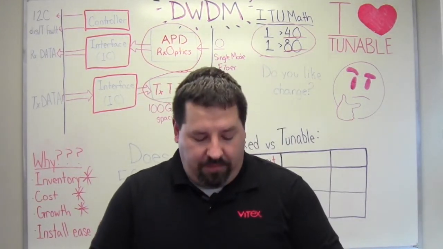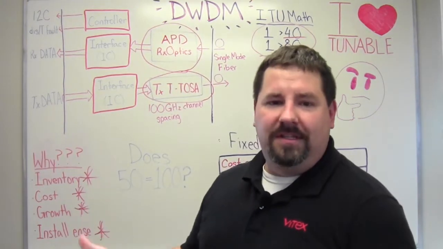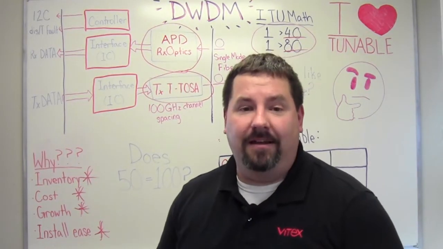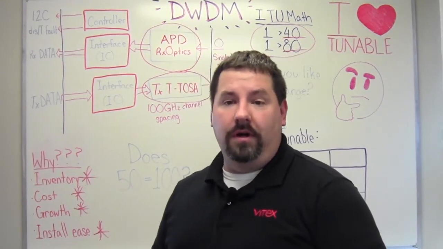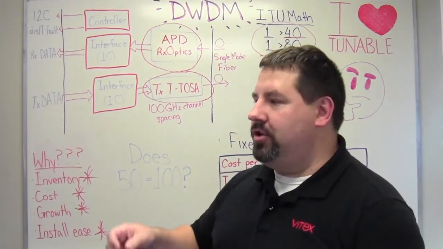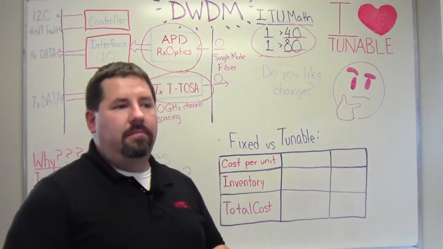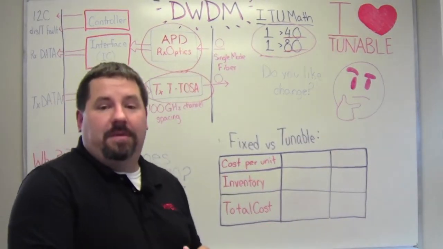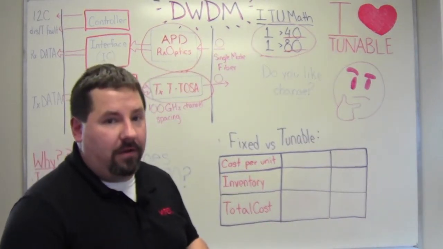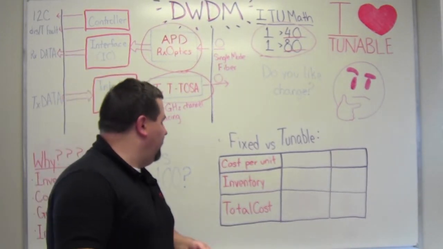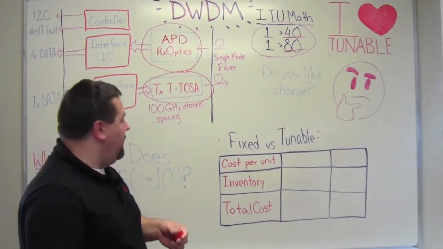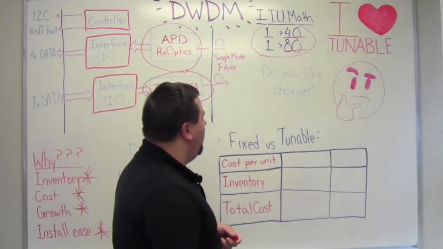Next one is install ease. I was just talking before about how I needed channel 37 or 33. I totally forgot. But if I put the wrong optics in my solution and I'm connecting it to, say, a MUX or DMUX product, I need that specific channel or it's not going to work anywhere else. If I have tunable optics, it allows me to change it and I don't have to worry about that. So I'm never going to have that problem.